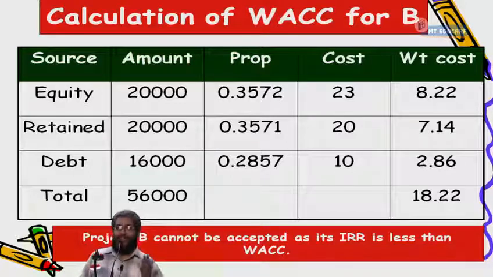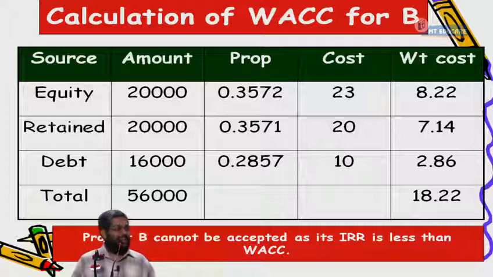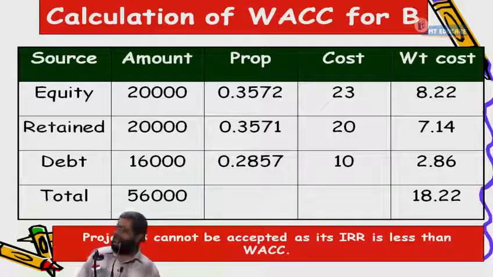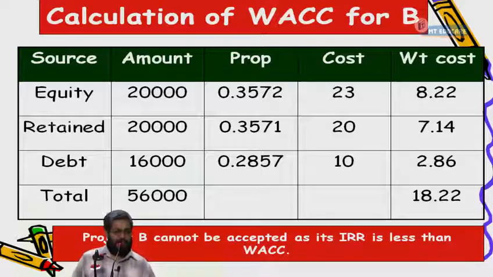Project B cannot be accepted as its IRR is less than WACC, the weighted average cost of capital. Don't sleep and write. Apply your mind. The last line can be understood.